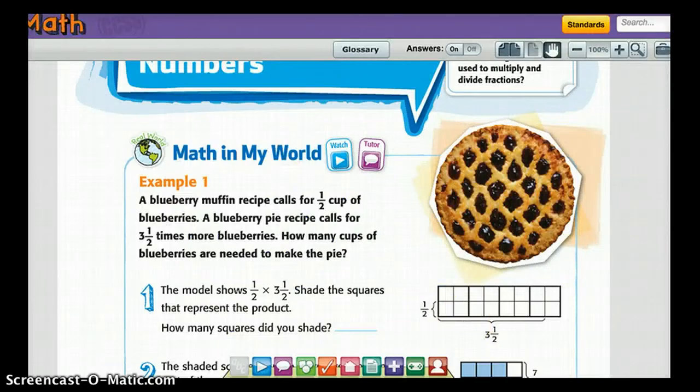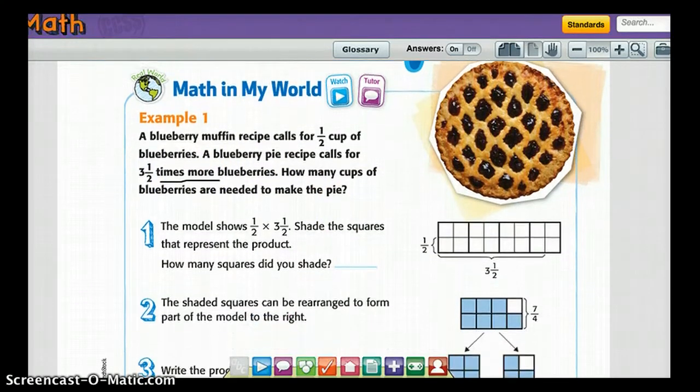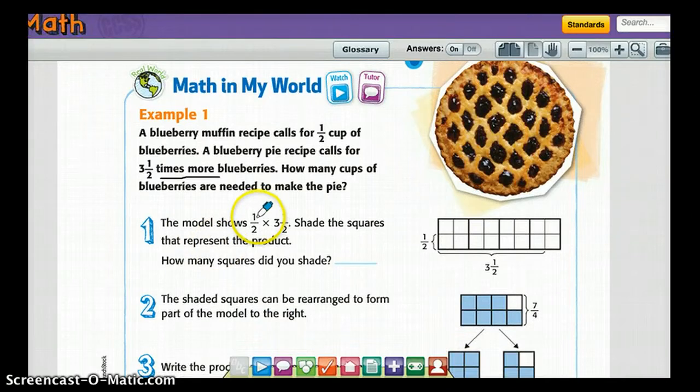All right, so let's look at a problem in our book. I'm on page 745. So in this problem, it says the recipe calls for 1/2 cup of blueberries, and the blueberry pie recipe calls for 3.5 times more blueberries. So how many cups of blueberries are needed? So we know it's a multiplication problem then. So it's 1/2 times 3.5.